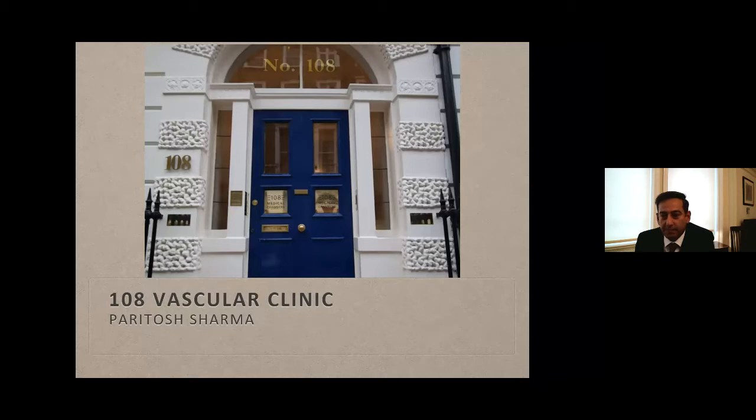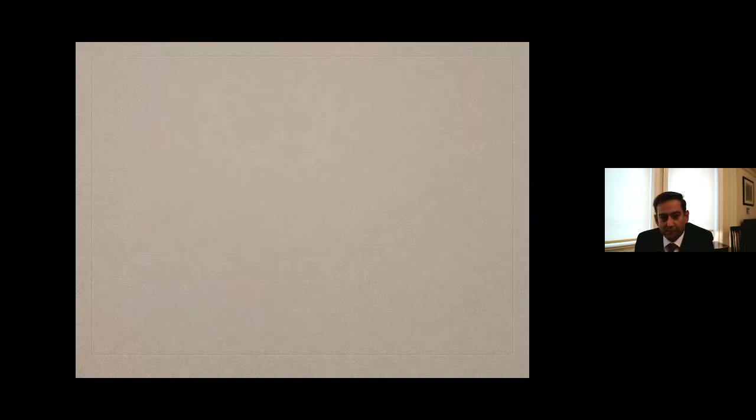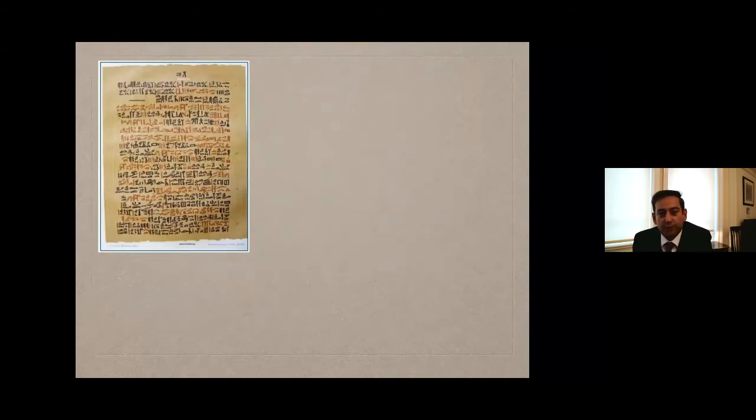Let me start by giving you a little bit of history about varicose veins. So the first known record that we have of varicose veins is this papyrus, which is a document from back in the 1500 BC, which is the first known record of varicose veins.